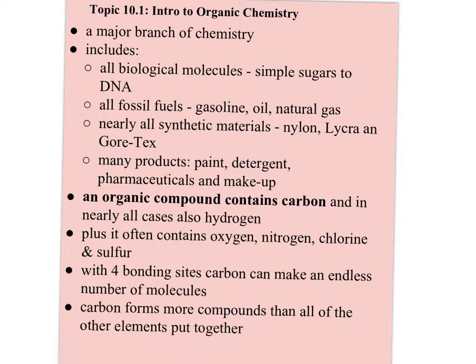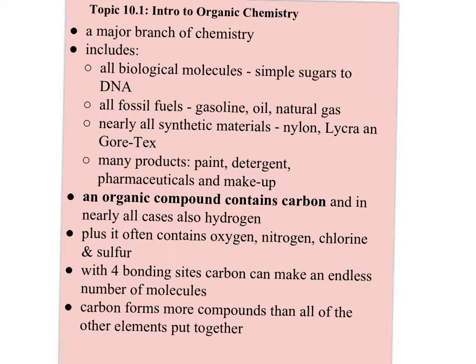Nearly all synthetic materials, which most of our clothing is actually made at least partially from synthetic material. Things like nylon, polyester, lycra, spandex, Gore-Tex, those things are all synthetic. Other than cotton, wool, and silk, we don't wear a ton of natural fibers. And then many products that you use day to day, paint, detergent, all the plastics out there, pharmaceuticals, a lot of them contain organic substances, makeup, all of those things.